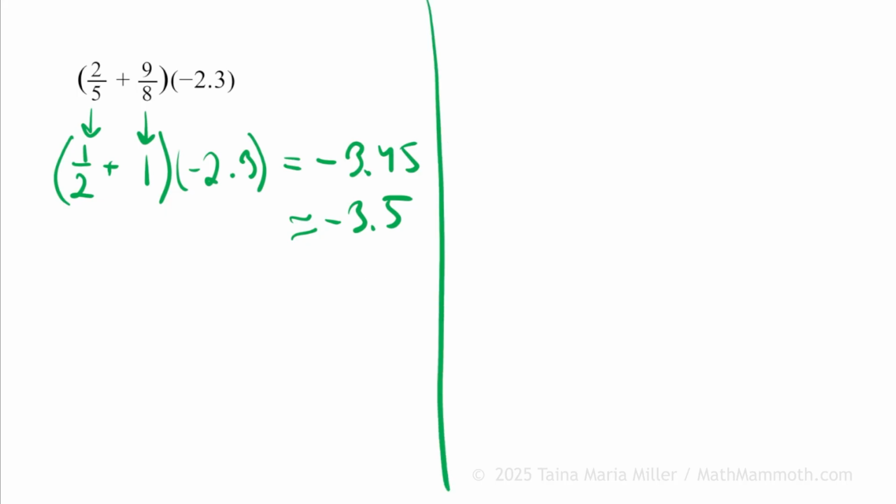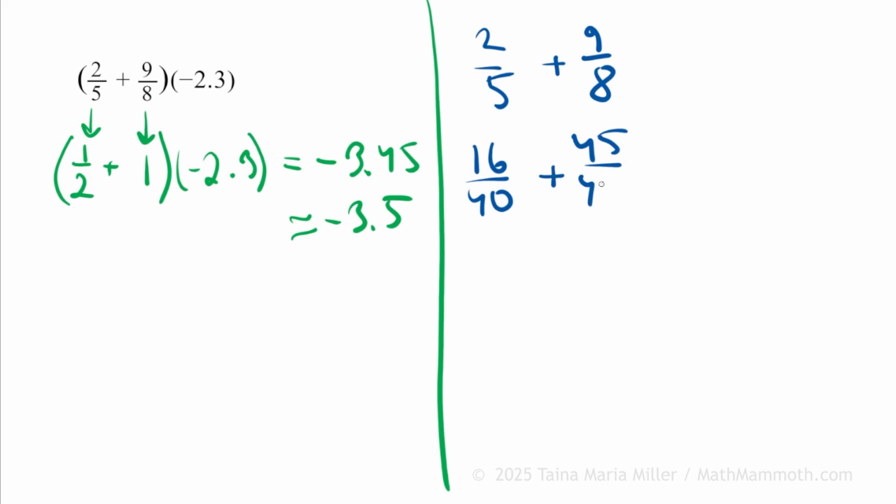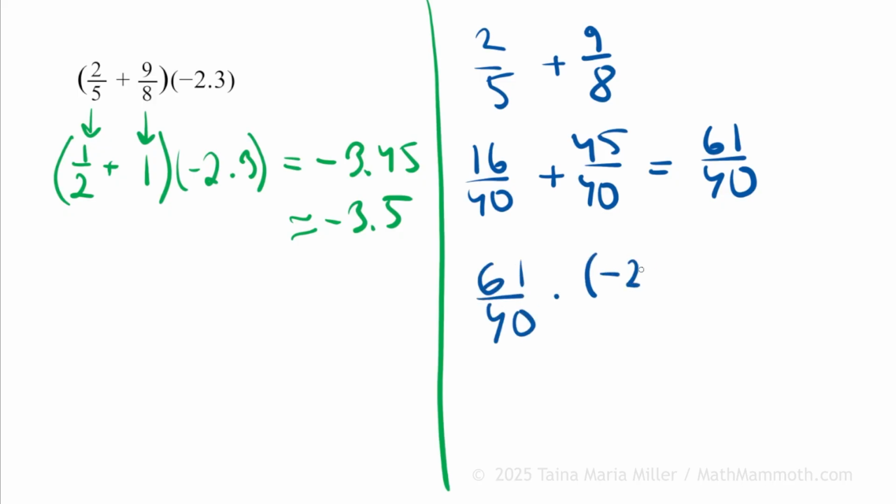And then let's go and calculate with fractions. I first have a sum here, an addition. 2/5 plus 9/8. Need a common denominator, which is going to be 40. And we will get 16 over 40 plus 45 over 40, which is 61 over 40. So that's that sum there, and then it gets multiplied by this. So we will have 61 over 40 times negative 23 over 10.